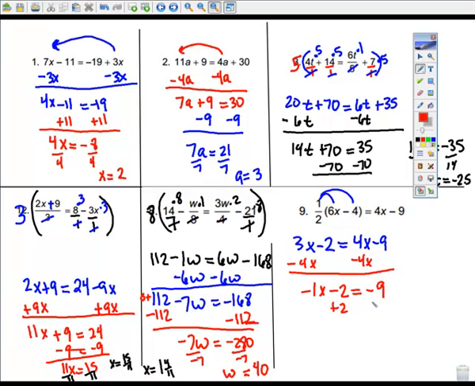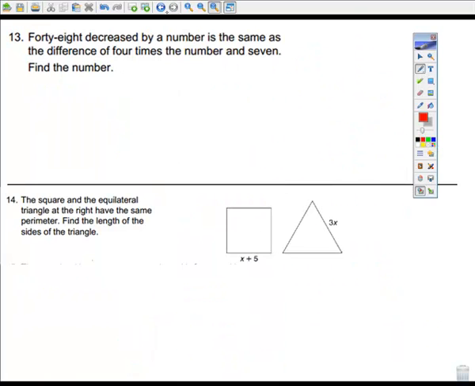Now I add the 2 to both sides. This is a very repetitive process, so once you get it down, you can run with it. Negative 9 plus 2 is negative 7, but I have to divide by the negative 1, so x equals positive 7. All right, just a couple more.